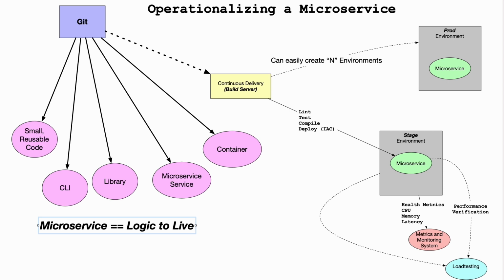Some of the characteristics are that it is small and it's reusable code. So you can maybe turn this into a command line tool. You can turn it into a library. You can, of course, make a microservice out of it. You can also convert it into a Docker container. All of these are characteristics of a microservice. It's really like a function that you've operationalized and turned into something new.